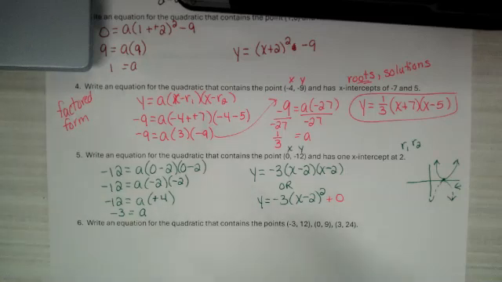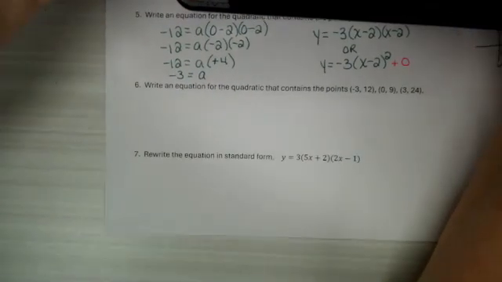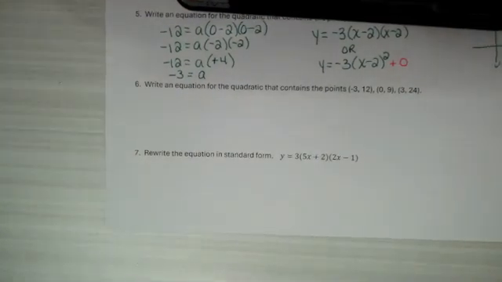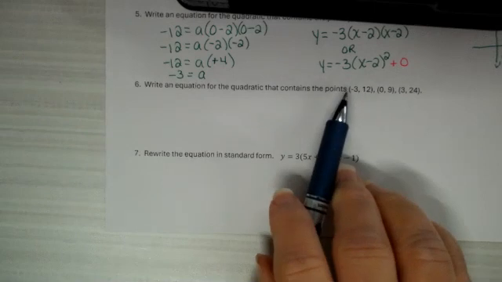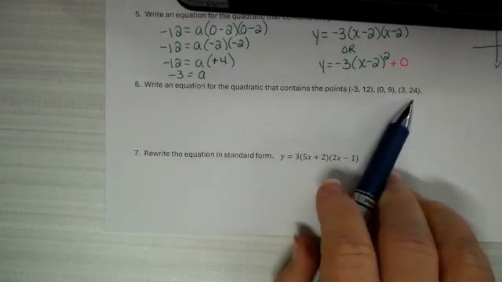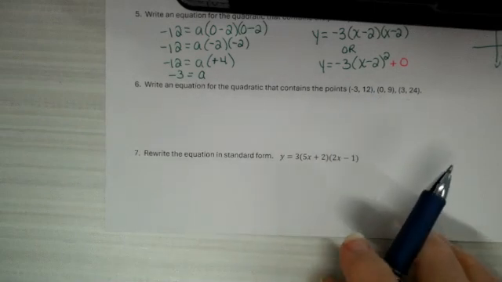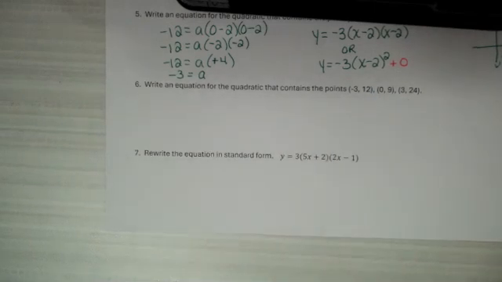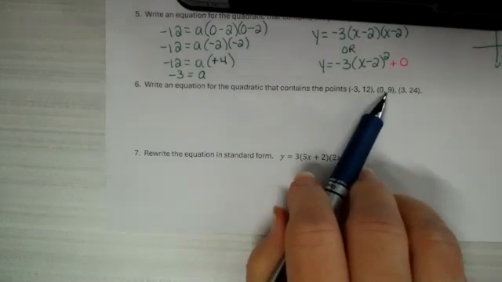All right. Now, this one's a little bit of a doozy, so sharpen your pencil if you need to. This time we're going to write an equation that contains these 3 points. Well, we can't use vertex. We don't know the vertex. We don't know the x-intercepts. We do know the y-intercept because it gave me (0, 9).